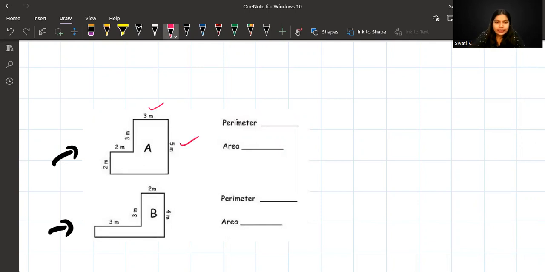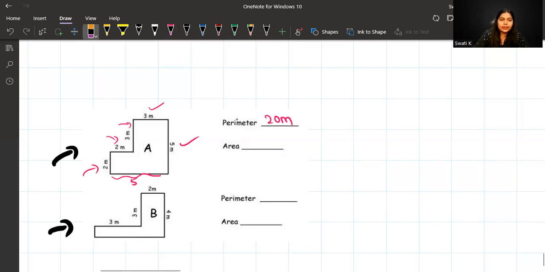3 plus 5, 8. 8 plus 3, 11. 11 plus 2, 13. 13 plus 2, 15. And 15 plus, this is going to be, of course, 2 plus 3, 5, right? Okay, now I have forgotten what was my last number. So this is going to be 5, right? So let's add it again. 5 plus 3, 8. 8 plus 3, 11. 11 plus 2, 13. 13 plus 2, 15. 15 plus 5 is 20. So it is 20 meters.